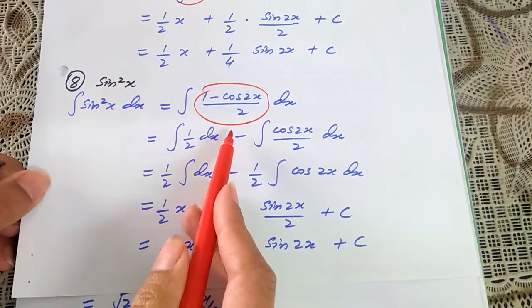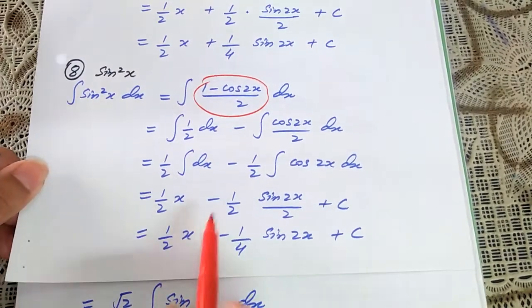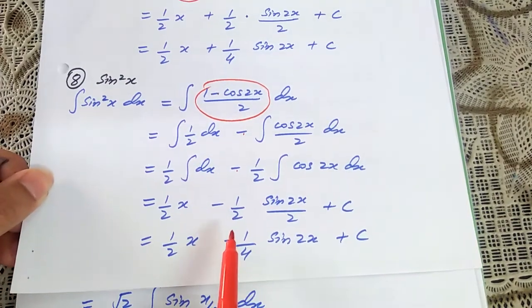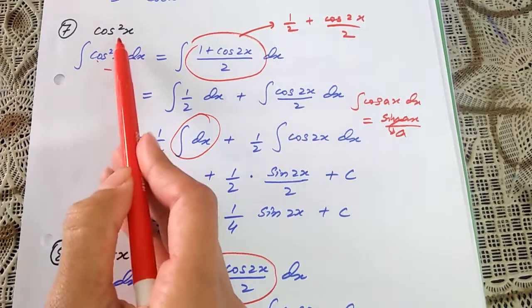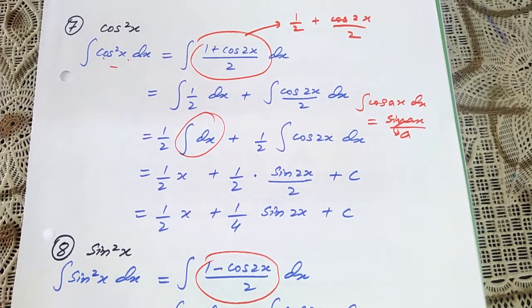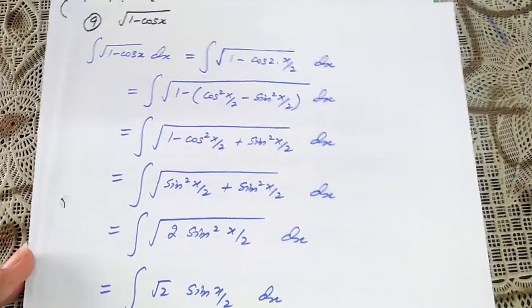Now comes sin square of x, question number 8. The same thing happened in this question number 8, but with this minus sign. I hope you understand now what you are going to do when you get cos square of x and sin square of x in your integration. Question number 9.